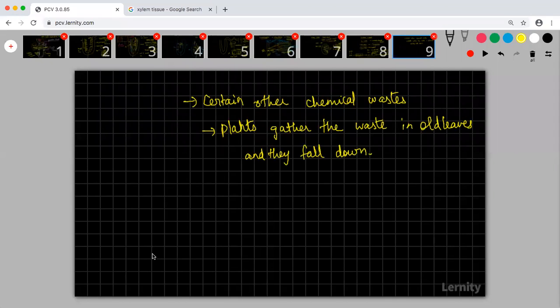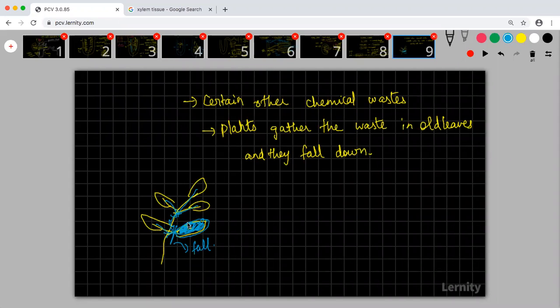Let us say that there is a leaf, a leaf, a leaf, a leaf, and a leaf. Let us say that it wants to remove waste. So it will try to channel all the waste from all these areas into one leaf. This leaf will become old. And after that, what will happen? This leaf will fall. When the leaf is falling, along with that, the waste will also be removed.